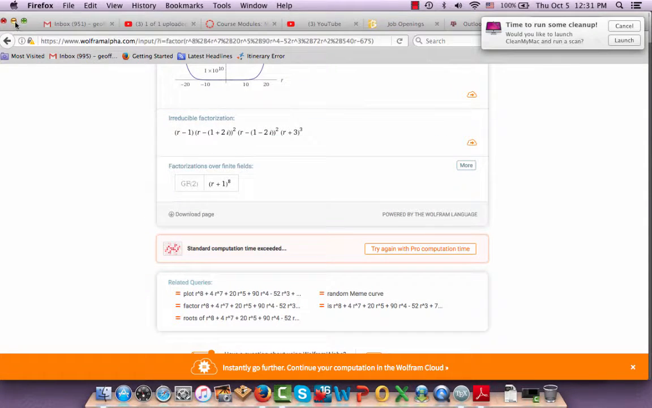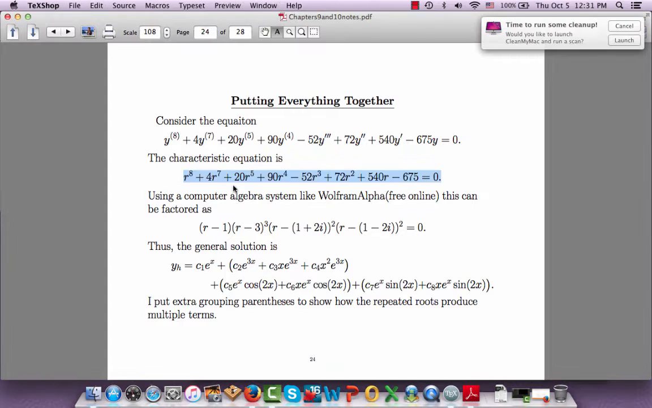So there's no need to factor or solve polynomial equations by hand. Just use the computer to do that. Let's go back to the notes. So I just copied this down. This is the factored form of our characteristic equation.